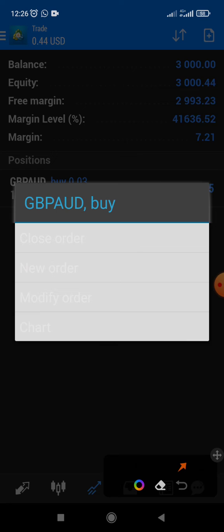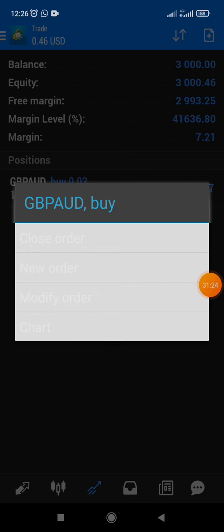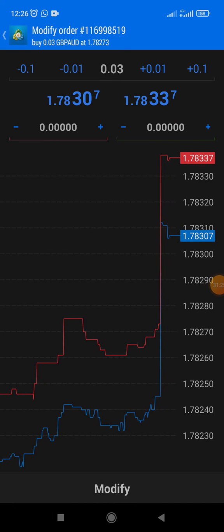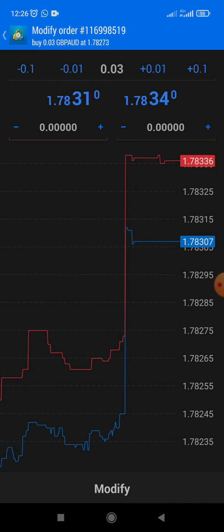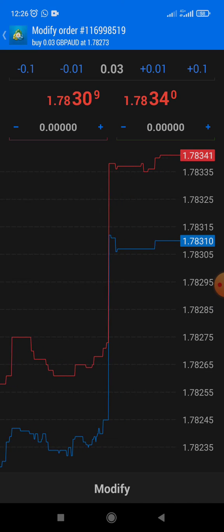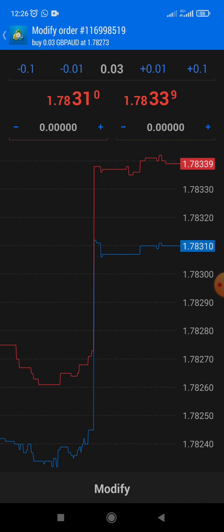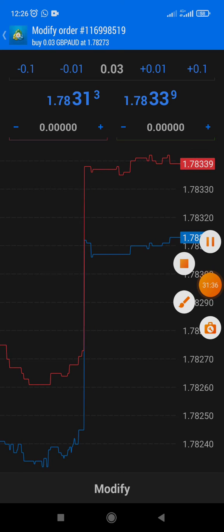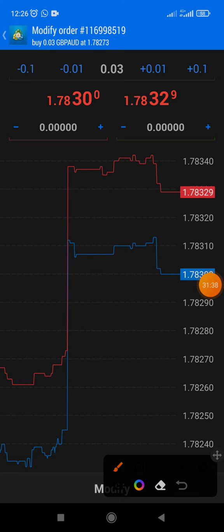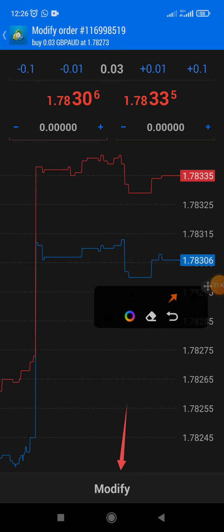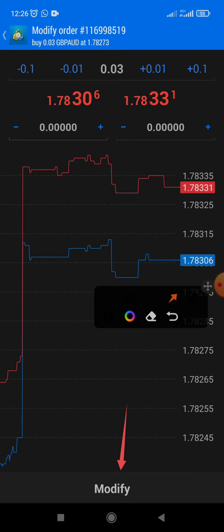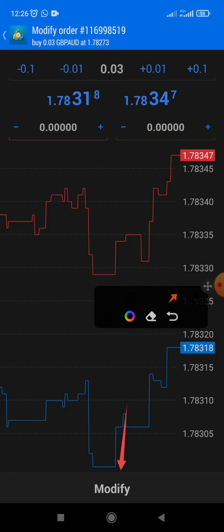But in our case, we want to modify our trade, so we'll click on modify order. Is that okay? So we click on modify order, and then it will take you back to where you entered the trade, the process through which you used in entering the trade. Now you have entered into the trade, and if you look below here, you will see modify. So that is to mean that we want to modify this trade.